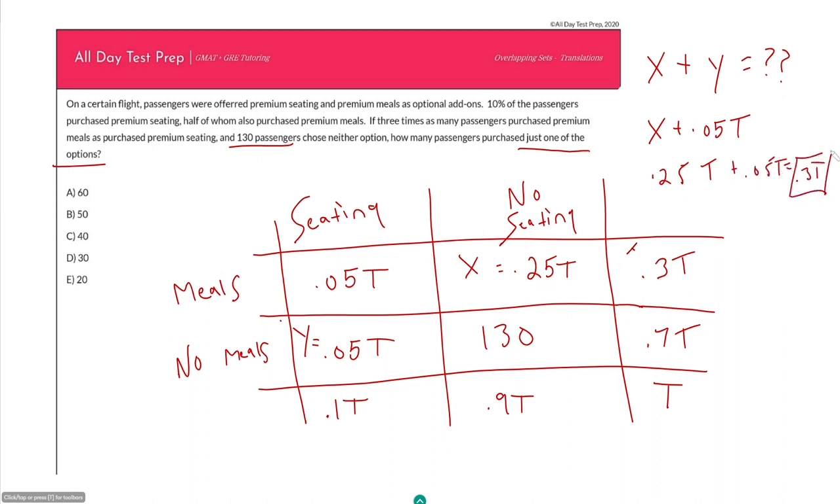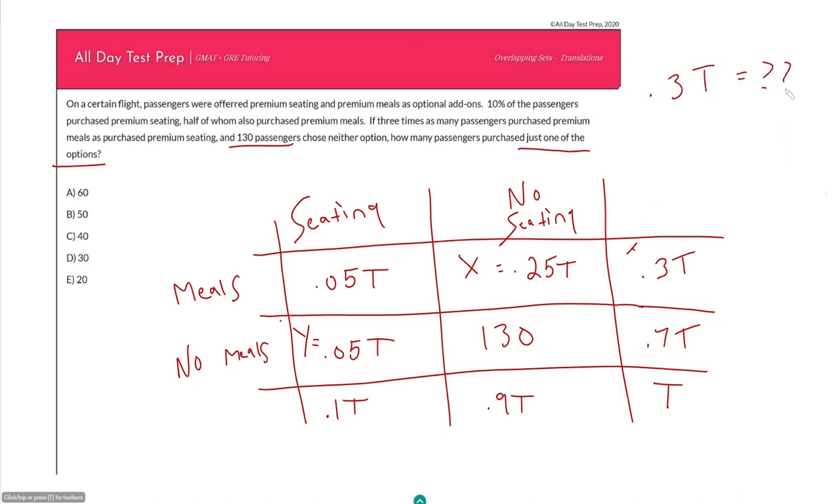So if this were a data sufficiency question, all I would care about is knowing that I could find T, because that is the key to my question. It's not data sufficiency, so it's not enough to know I can find T. I actually have to find it. I have to remember T is not my answer. 0.3 T is what I'm looking for.